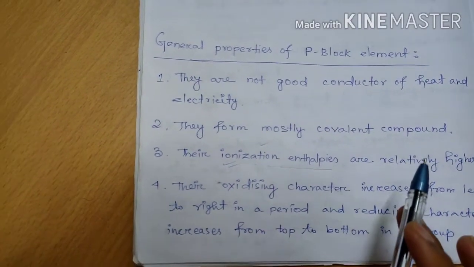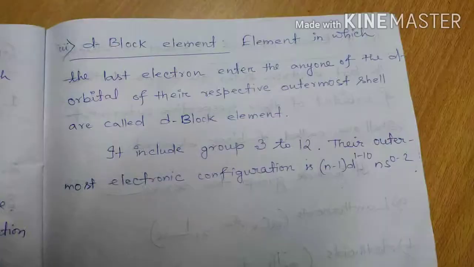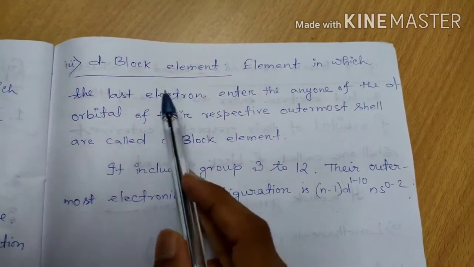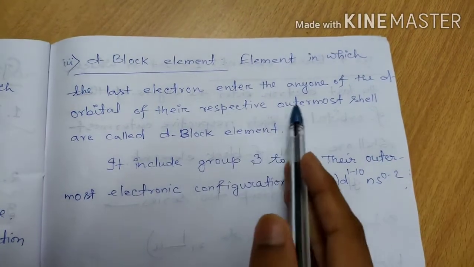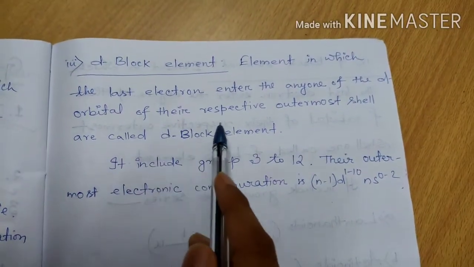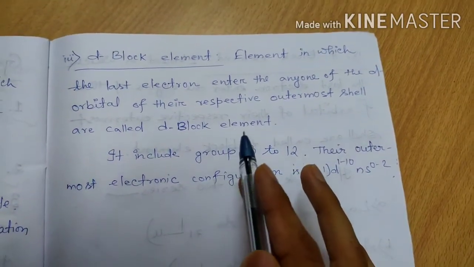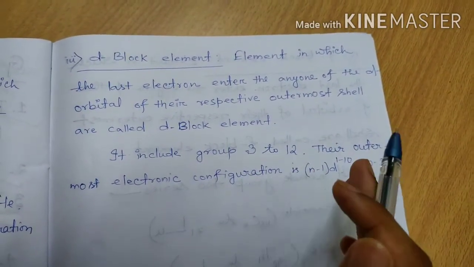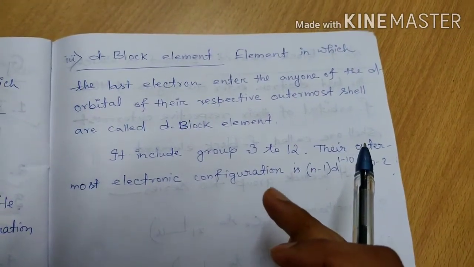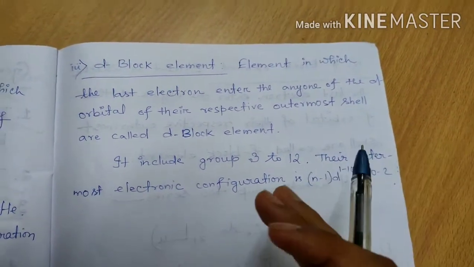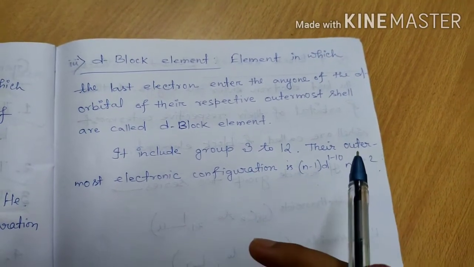Now come to the d block elements. What is a d block element? Elements in which the last electron enters any one of the d orbitals of their respective outermost shell are called d block elements. That is, the elements in which the last electron, the valence electron, enters any one of the d orbitals, that element will be called a d block element.